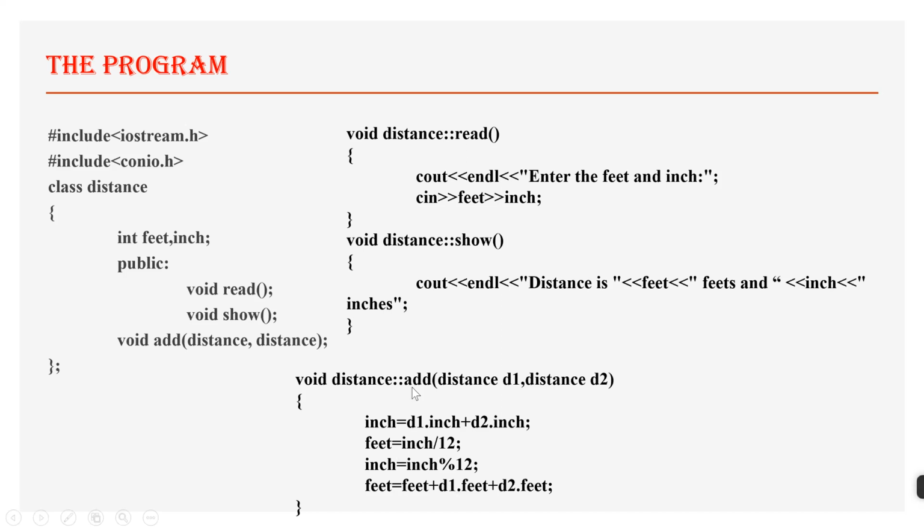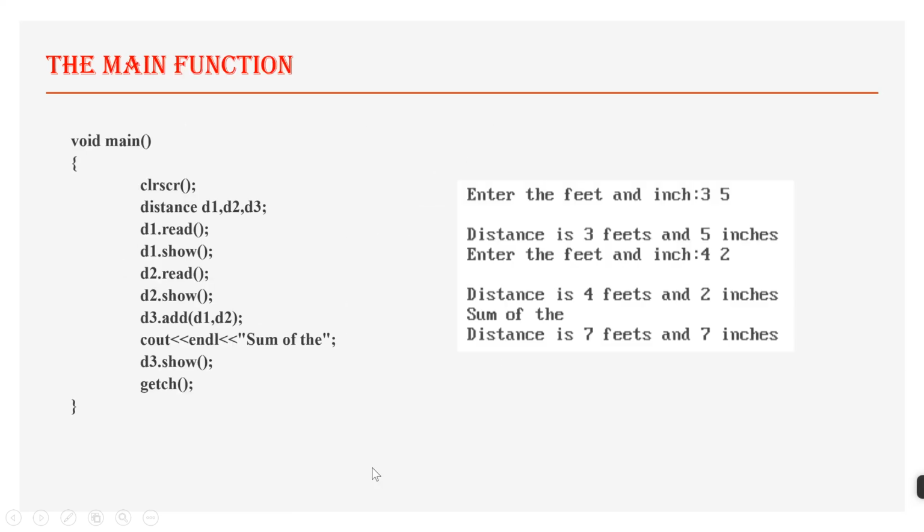So this is a function which you need to know. I will be adding the two inches, then converting the inch to feet. Whatever is more than 12, the remainder I'll keep as inch. So then I'll get the total feet as well as the total inch as the resultant.